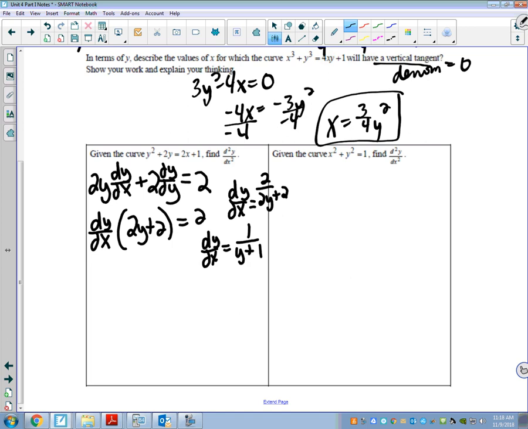Now I want to take the second derivative, and this is the simple way for the second derivative when you're using dy/dx. So now I have to take the derivative of this. And how would I take the derivative of this? Hopefully you said the quotient rule.